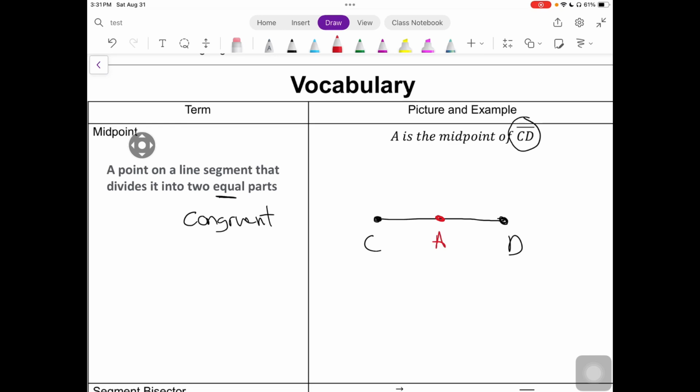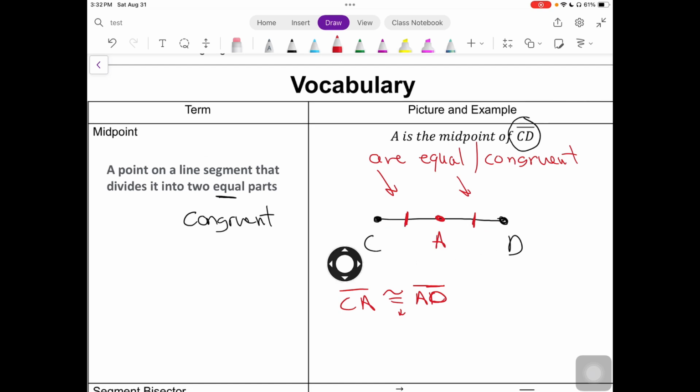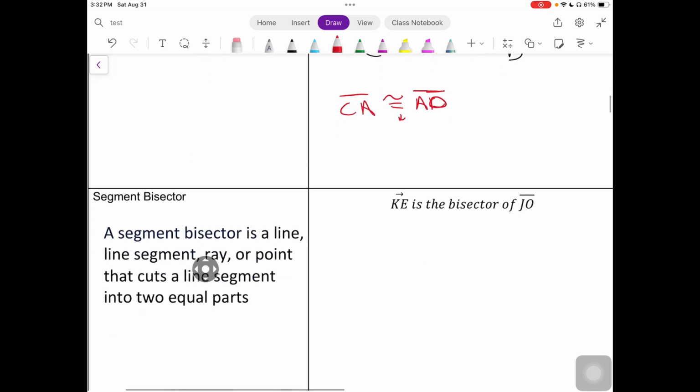Now, two equal parts. That means this part here is going to be equal to this part here. We use these marks to show when things are equal, or congruent. So the important thing that you get out of this picture is that CA is congruent to AD. This symbol here stands for congruent. That's what happens in a midpoint. So now when we go to do the algebra later, we know that these two segments are going to be equal to one another.